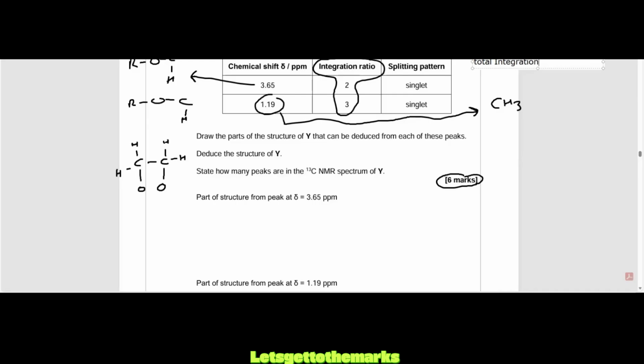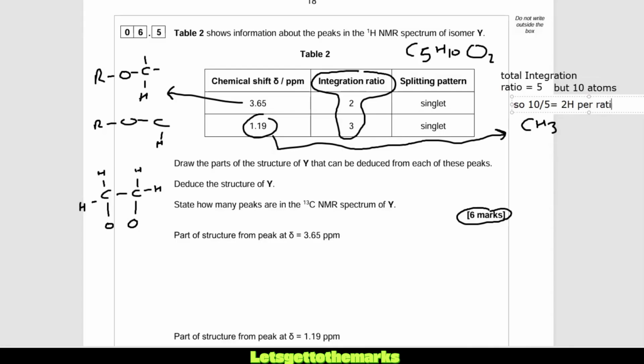Now what I need to do again is look at this integration ratio. Remember, the integration ratio is 3 and 2, which is 5. The total integration ratio is 5, but we have 10 hydrogens with an integration ratio of 5. So each integration ratio point unit, there's 5 units there, each unit is worth 2 hydrogens. So 10 divided by 5 is 2. So as the integration ratio is 3, this means I've got 3 times 2. I must have 6 hydrogens in this hydrogen environment. Okay, so there's 6 hydrogens in this hydrogen environment.